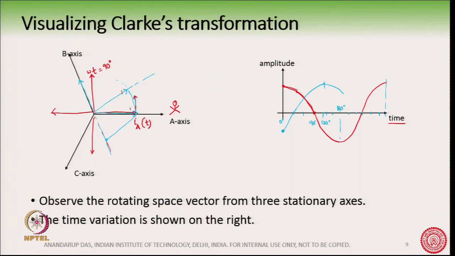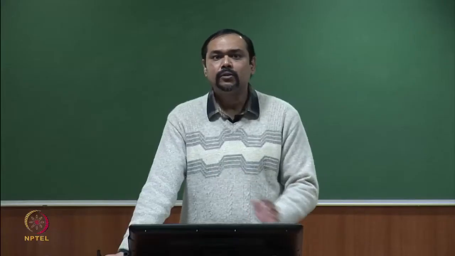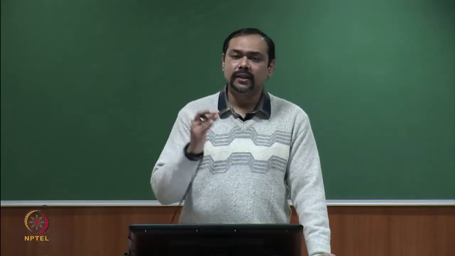This is where the B phase projection will be maximum, because after 120 degree the space vector becomes aligned to the B phase axis. In a similar way, the C phase also gets aligned to the C phase axis after some time. Therefore, as the space vector is rotating, we can draw the time variation.